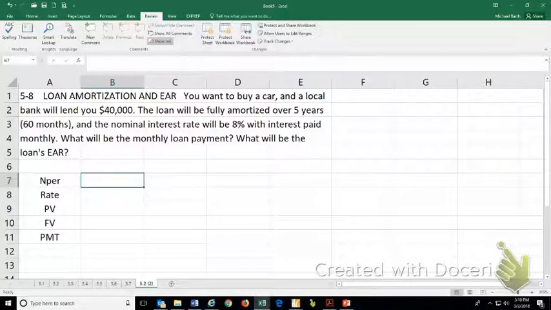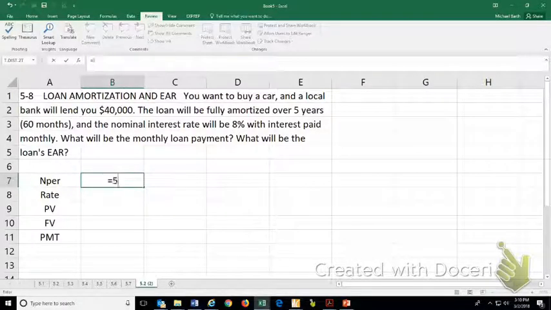The loan will be fully amortized over 5 years. Fully amortized means that it will be completely paid off. It's going to be monthly payments, so it's actually going to be 60 monthly payments. The nominal interest rate is 8%, but you have to pay interest monthly. Interest rates are stated on an annual basis, so when they say it's an 8% interest rate, you're actually going to pay 1/12 of 8% every month.